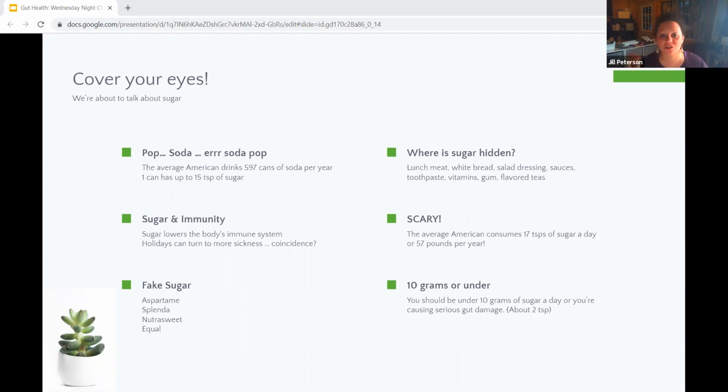I mean, cut out sugar. And the thing is that sugar is really found in a lot of hidden places, whether it be fake sugar, because there are a lot of fake sugars out there like aspartame, Splenda, NutraSweet, Equal. And all of those, FYI, are linked to different forms of cancer.